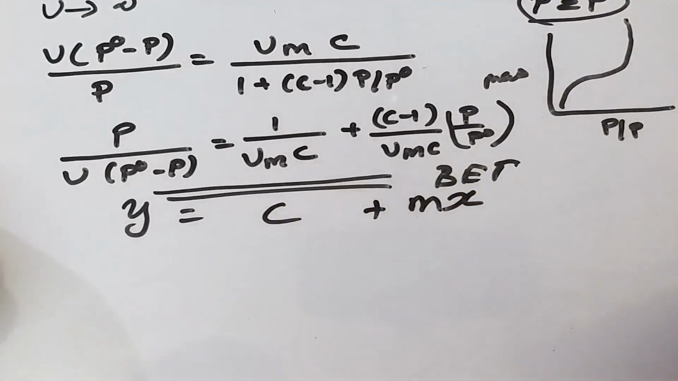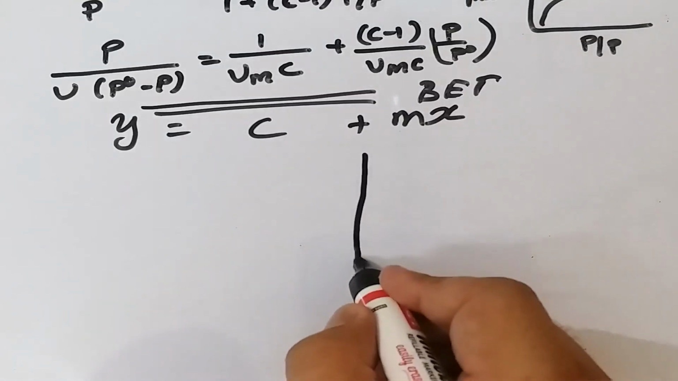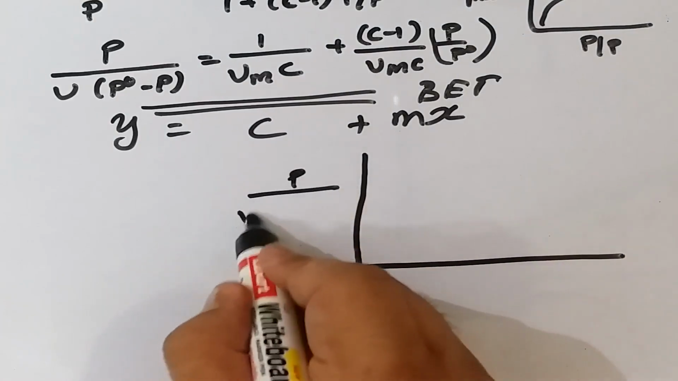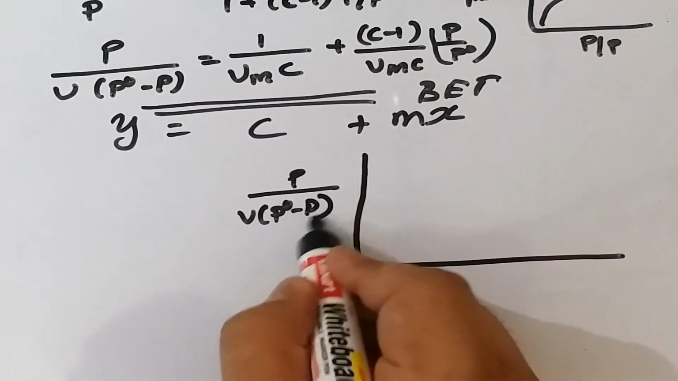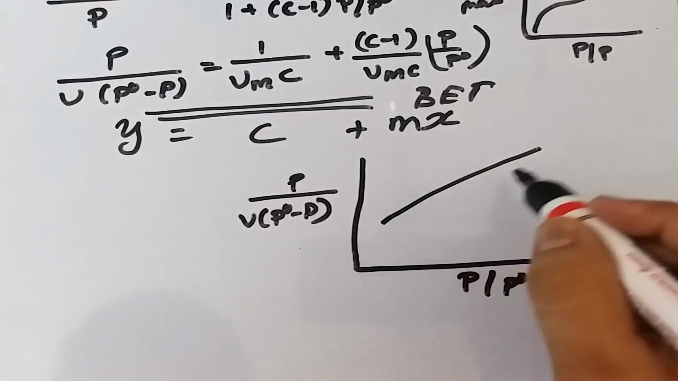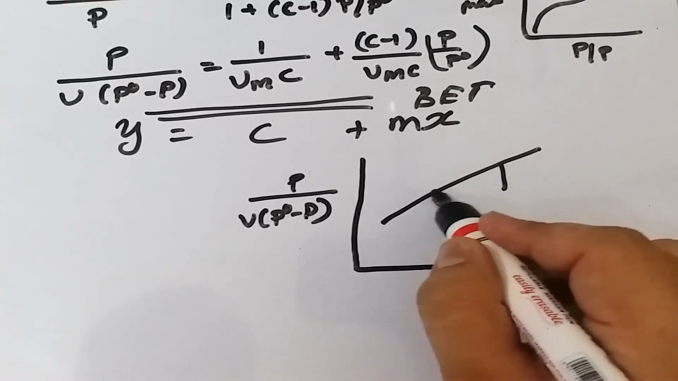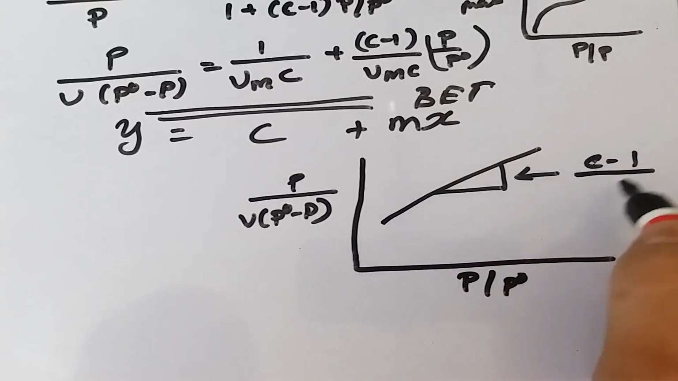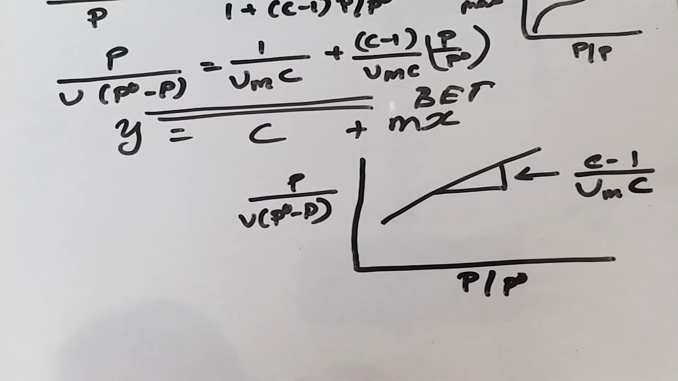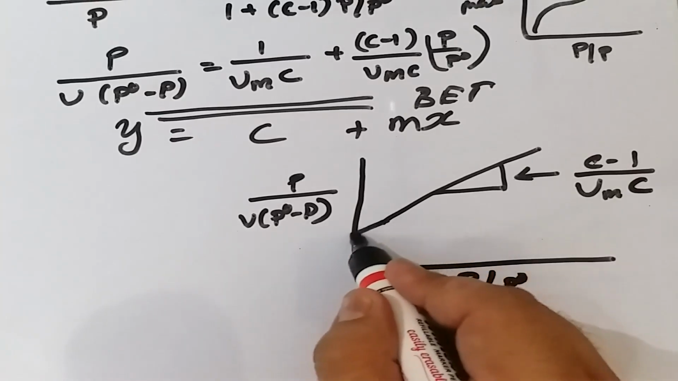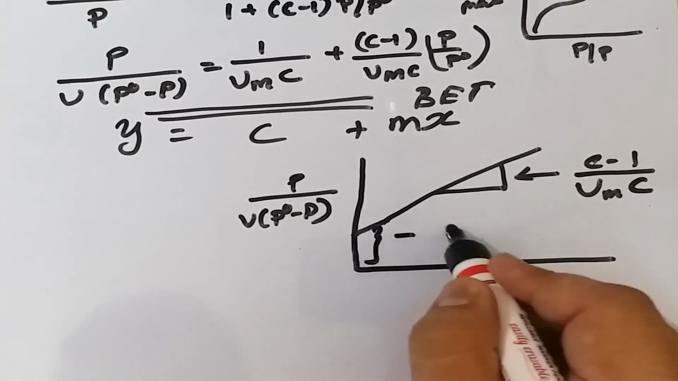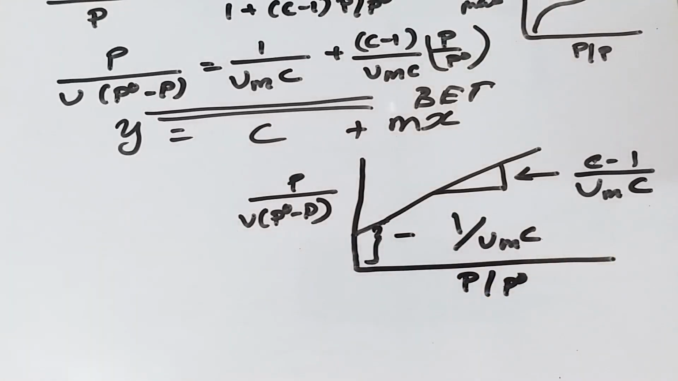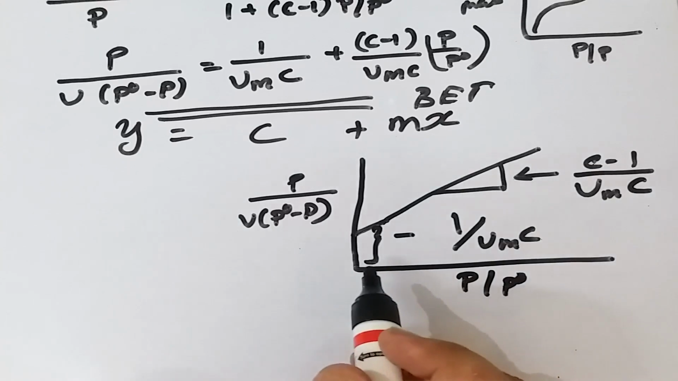That is, when we are plotting a curve of P upon V into P0 minus P versus P upon P0, we will get a straight line, and the slope of this straight line will be equal to C minus 1 upon Vm into C, and the intercept will be equal to 1 upon Vm into C, and these things are proved experimentally.